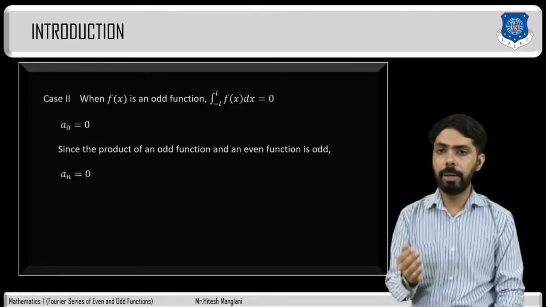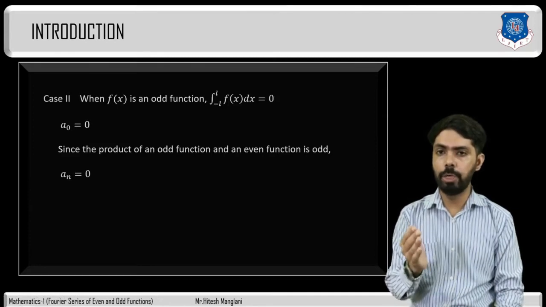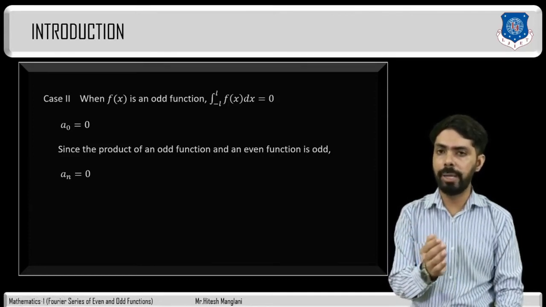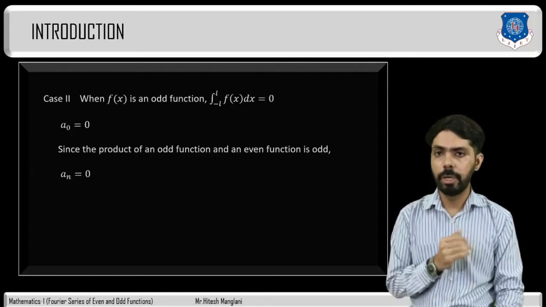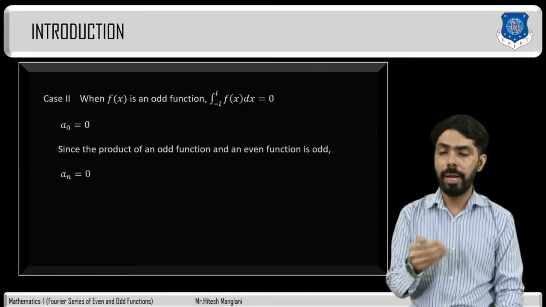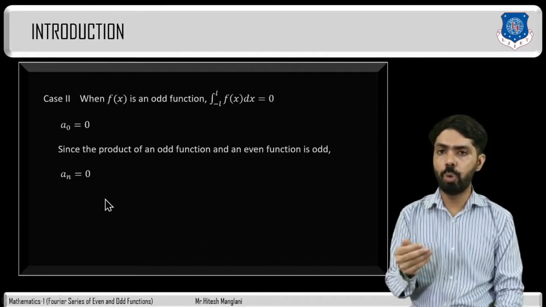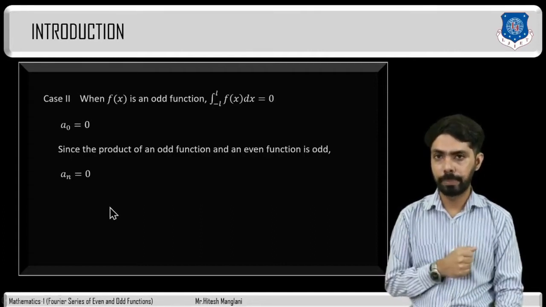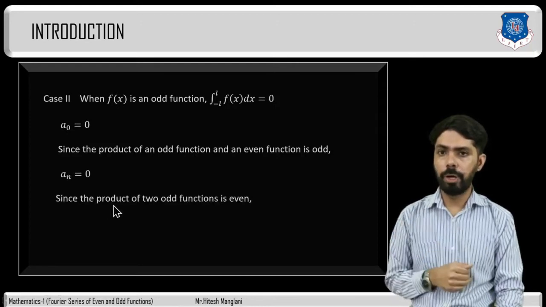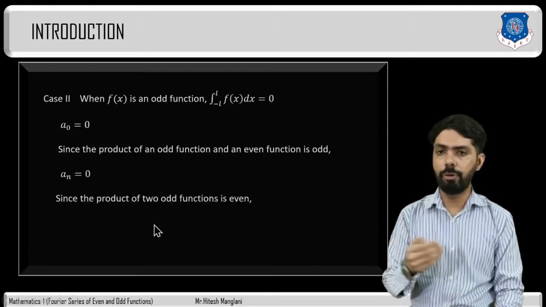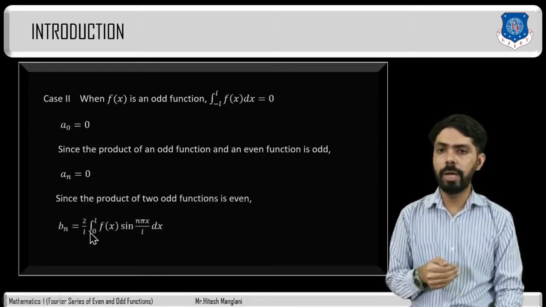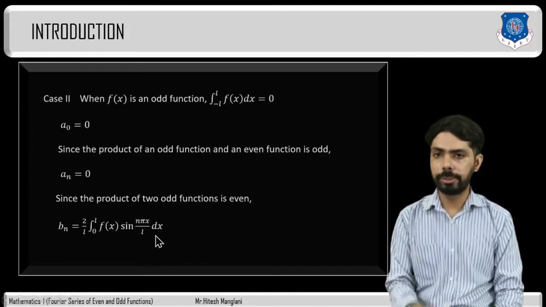It is 1 divided by L, integration from minus L to L, f of x into sin(n pi x divided by L) dx. Here f of x is odd and sin is also an odd function. Therefore, the product of two odd functions is even. Because the product of two odd functions is even, bn will be 2 divided by L, integration from 0 to L, f of x into sin(n pi x divided by L) dx.